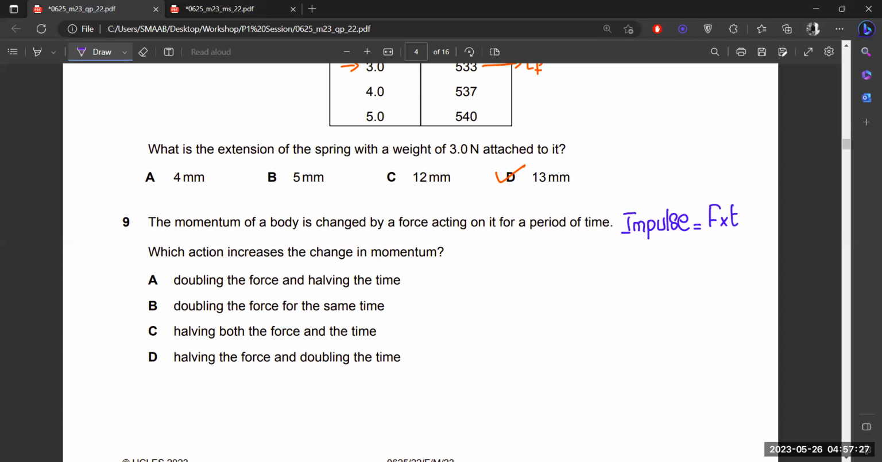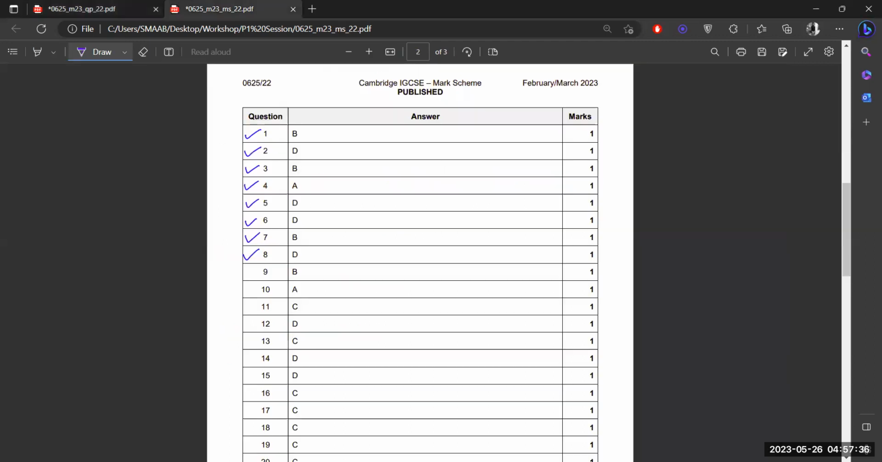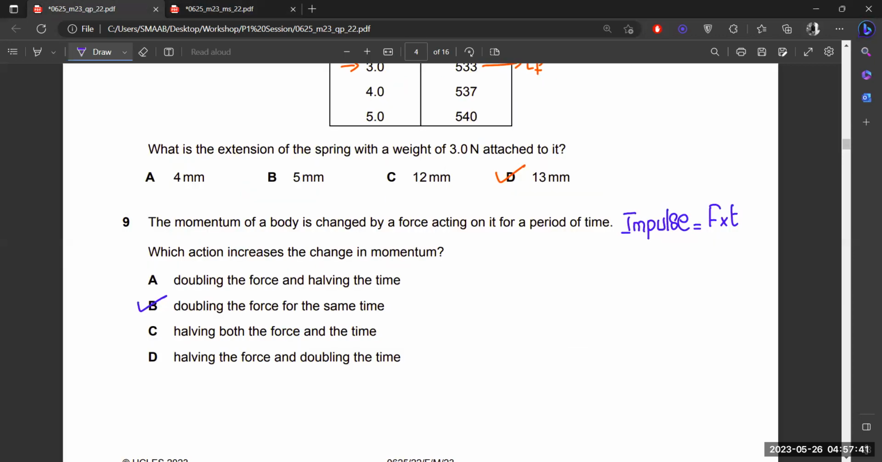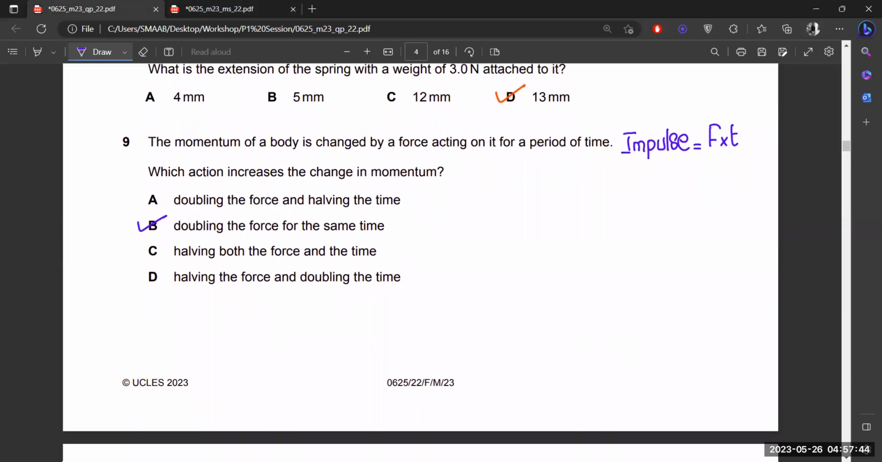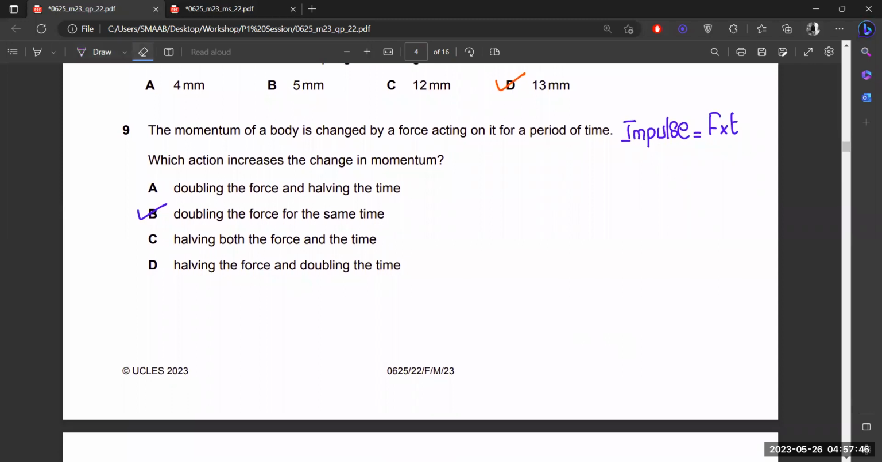So basically, you know the concept. That is very simple, if we increase the force, our momentum will automatically increase. So B is the right choice. Yes, B is the right choice. Okay, actually this is, sorry, just correct this. Yes, so we may write it like this.